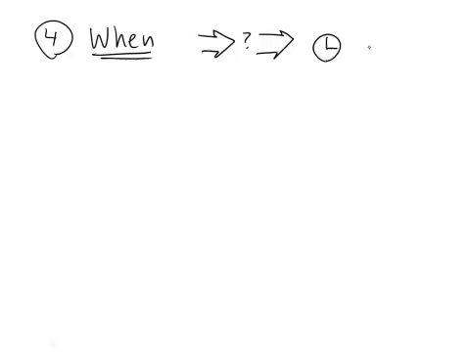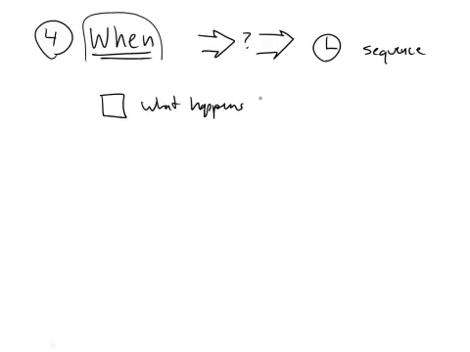The fourth type of essential question are questions of when. When does one thing happen in relation to another thing in terms of time and sequence? These sorts of problems say, well, what happens first and second and third? What is the sequence in which these things take place?